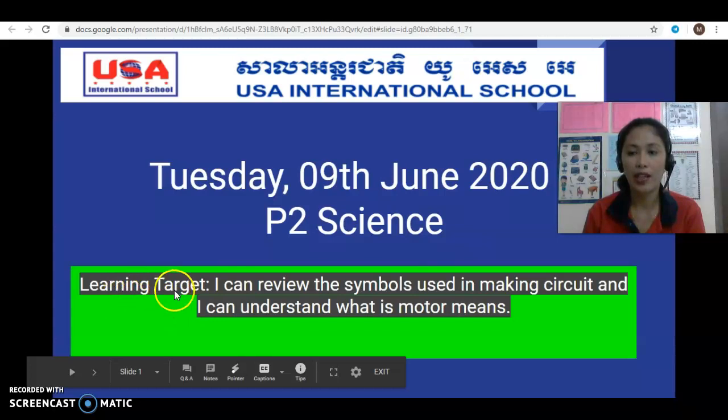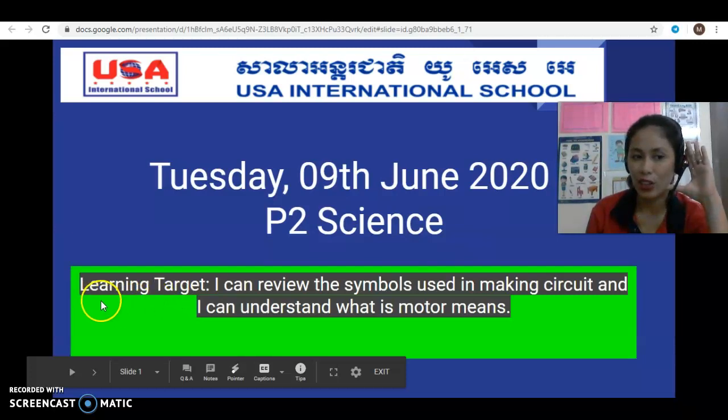So our learning target today is I can review the symbols used in making circuit and also I can understand what motor means. So again, let's read it all together. Are you ready? Very good. Our learning target today is: I can review the symbols used in making circuit and I can understand what motor means.